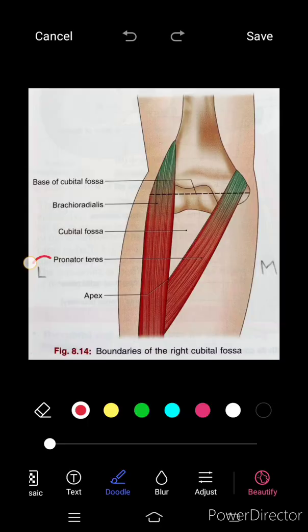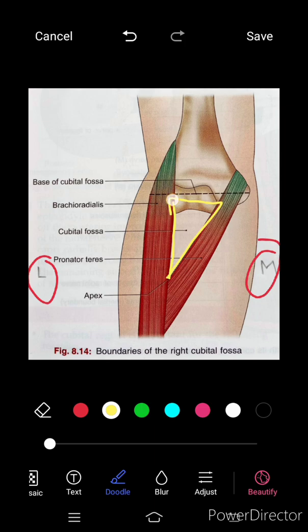Let's see the boundaries of the right cubital fossa figure. So this is the lateral aspect and this is the medial aspect, and the cubital fossa is a triangular hollow situated on the front of the elbow, and it is homologous with the popliteal fossa of the lower limb situated on the back of the knee.